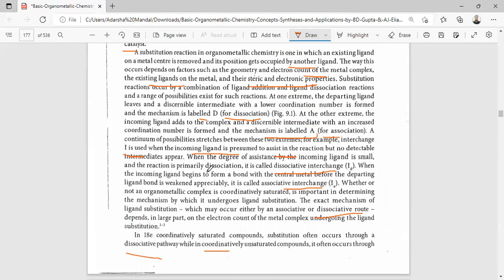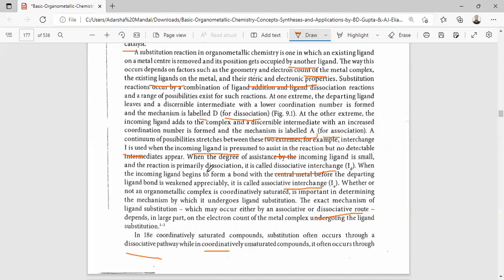And the substitution reaction can occur via two ways. One is the associative mechanism, one is the dissociative mechanism. Associative mechanism means when the metal is coordinately unsaturated, that means it is a 16 electron complex. In that case, the associative mechanism operates. That means there is an increase in the coordination number in the substitution reaction. And another one is the dissociative mechanism, which occurs when the metal is coordinately saturated, that means it's an 18 electron complex.